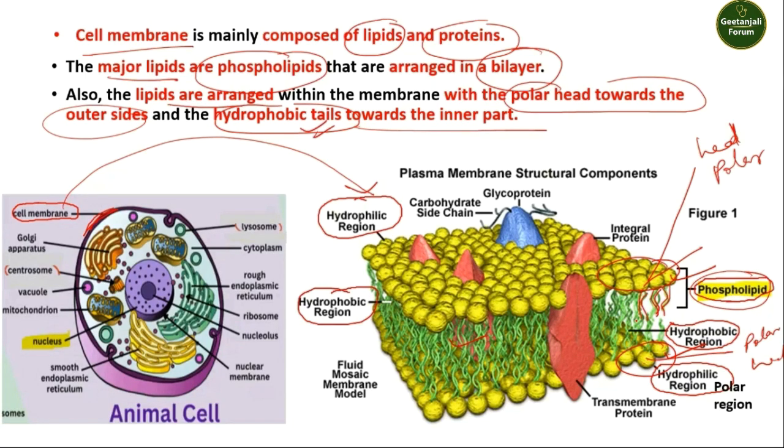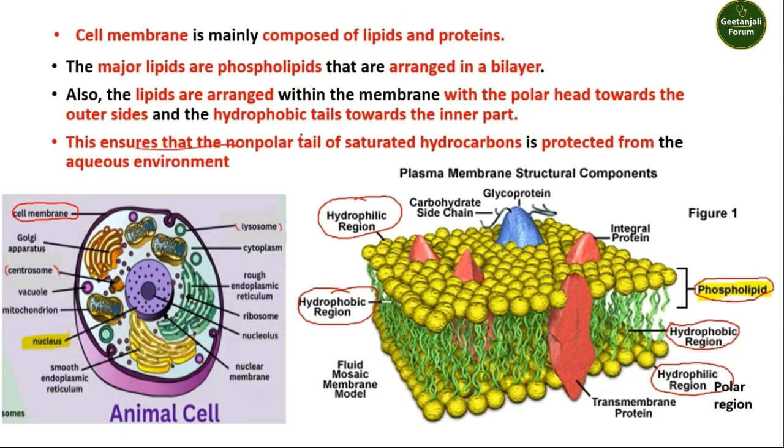That's how plasma membrane is made up of 2 layers of phospholipids. This ensures that non-polar tail of saturated hydrocarbon is protected from the aqueous environment. It means that this tail is non-polar and it needs protection from aqueous environment. Aqueous means water. Since this tail is inward the cell, so it is protected from aqueous environment.